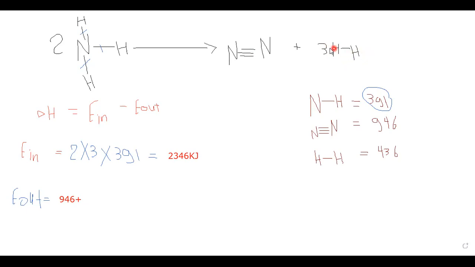3 H bond H. Oh, 3 here. Attention, please. Don't forget to write 3. I have 3 here, so you must write 3, multiply. How many bonds do you have? 1. So 3 multiplied by 1, multiply. What is the value of H bond H? 436.